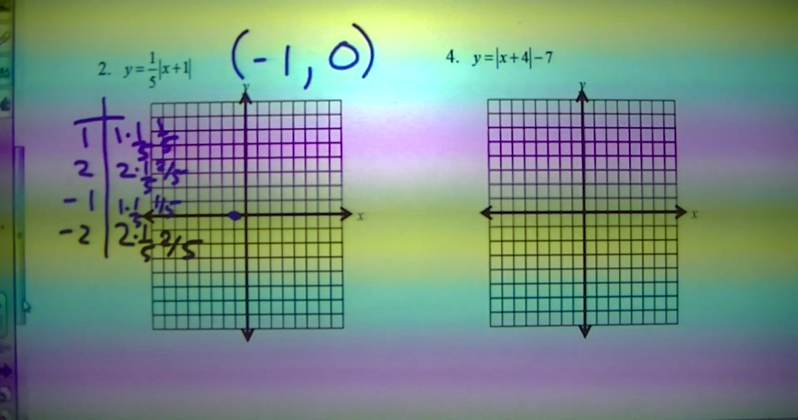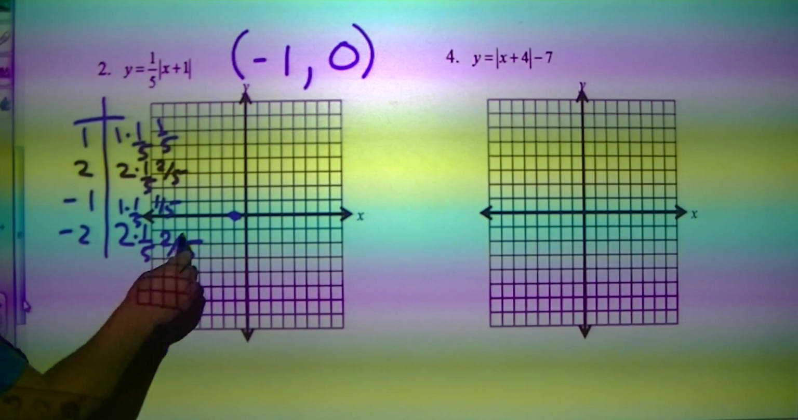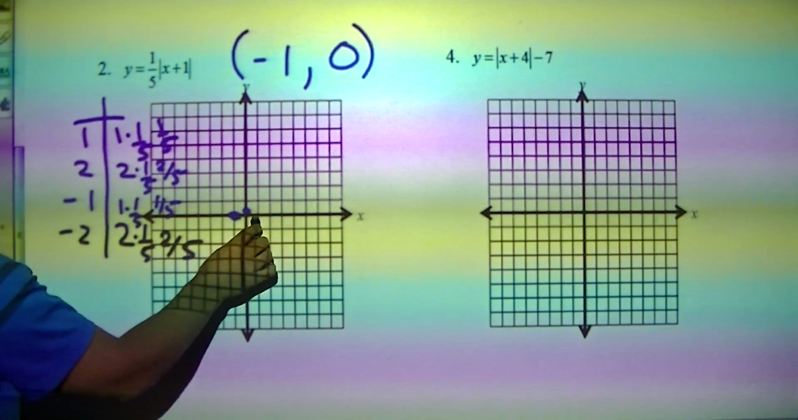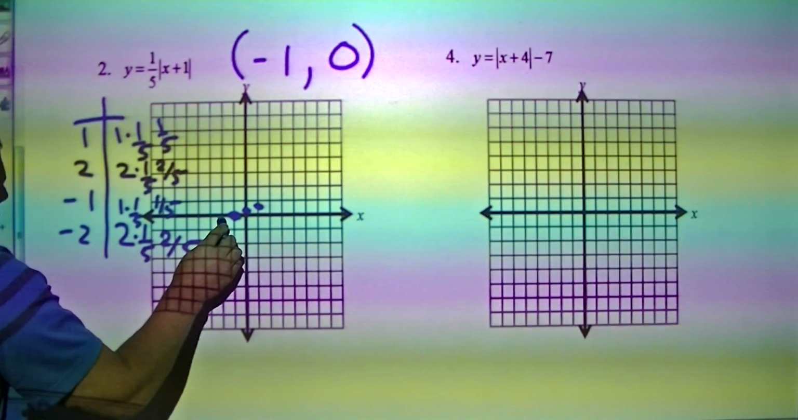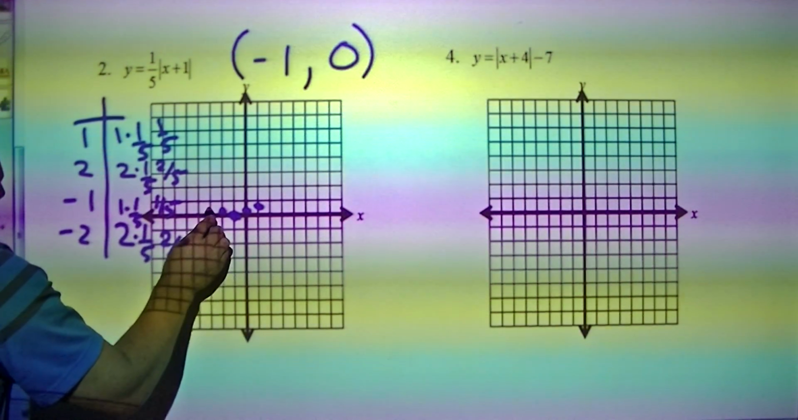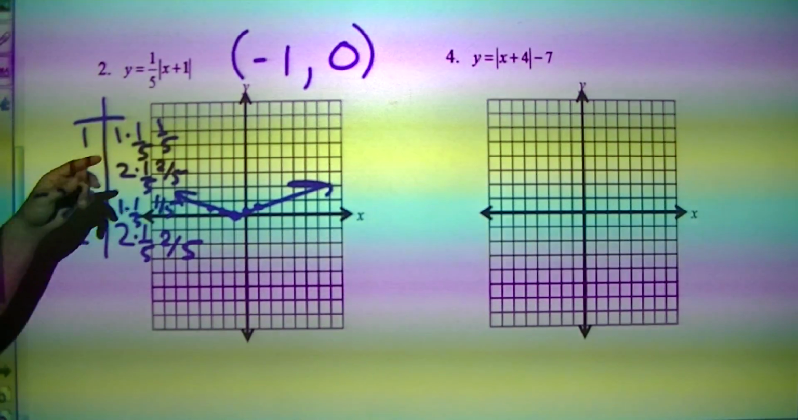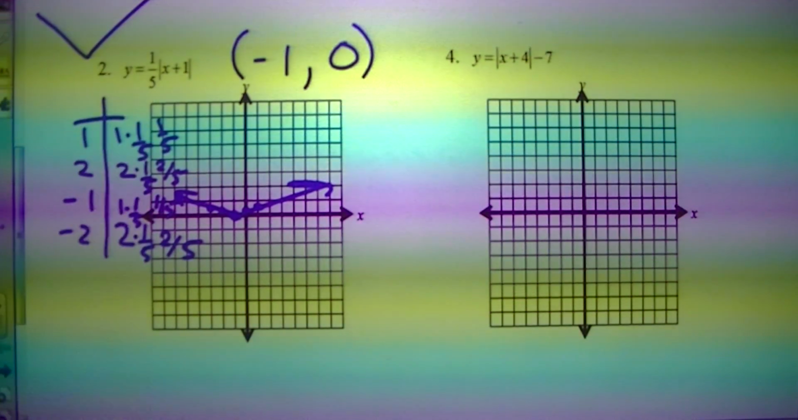All right, use your calculator if you need to. So 1 over, 1/5 up, 2 over, 2/5 up. 1 left, 1/5, 2 lefts, 2/5. So it's a very flat V, okay? The absolute value is always a V.